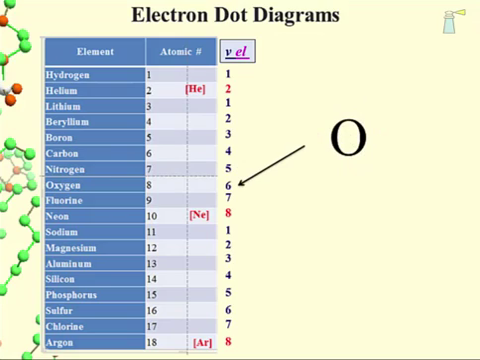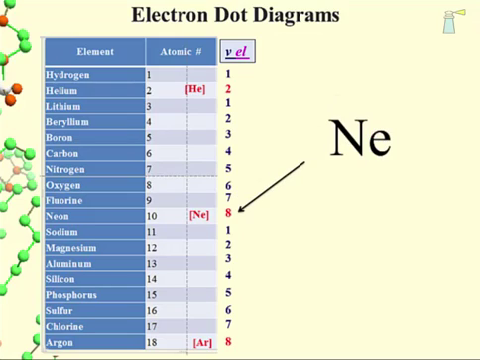Oxygen has 6 valence electrons, 1, 2, 3, 4, and pairing 5 and 6. Fluorine's 7 valence electron dot diagram will look like oxygen, but with 1 more dot. 1, 2, 3, 4, pairing 5, 6, and 7.